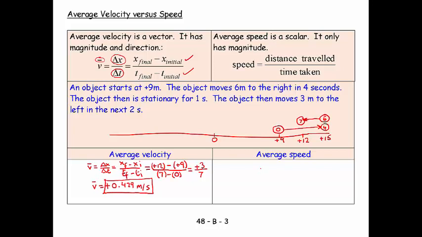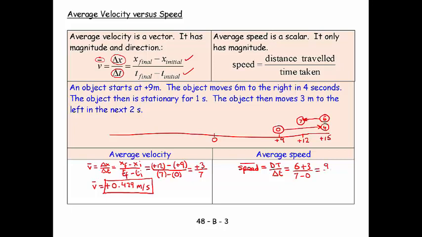My average speed is going to equal my distance traveled over my time taken, which equals, and now I'm going to do this distance traveled business again. I went from 9 to 15, so that was 6. I was stationary for a second, that doesn't count. And then I went from 15 to 12, so that was 3. And then my time taken, again looking at the diagram, I have my 7 minus my 0.